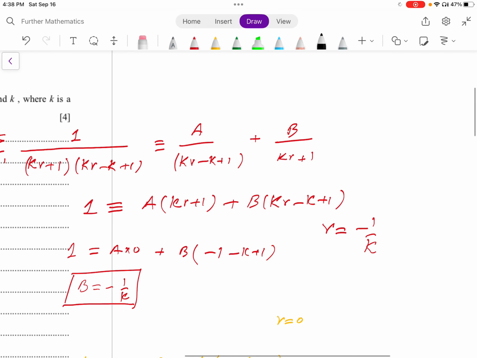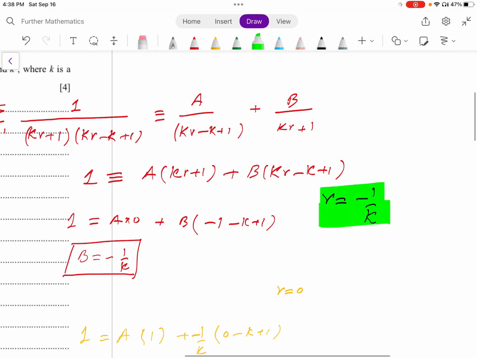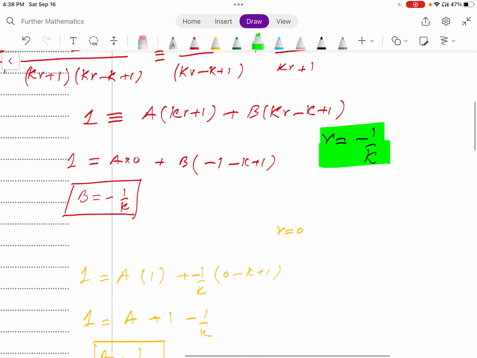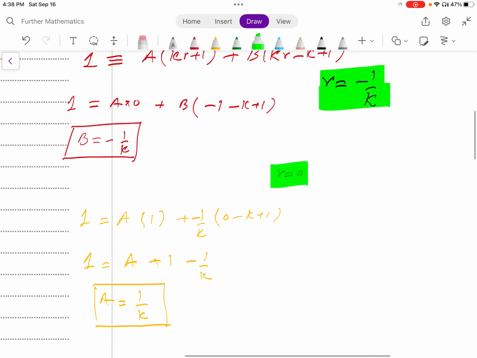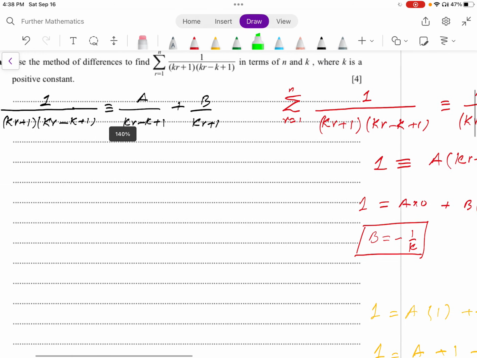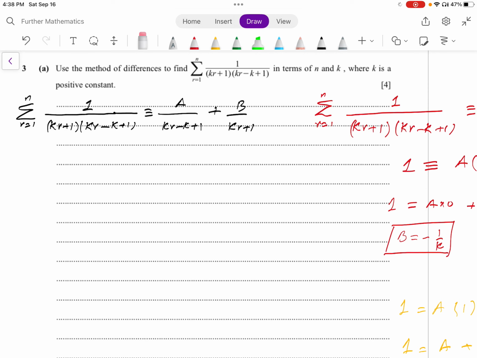If we plug in r equals minus 1 over k into the equation, we can get the B value, which is minus 1 over k. Similarly, we can plug in any other r value to get the A value. When we plug in r equals 0, we get the A value, 1 over k. So the fraction becomes 1 over k for A and minus 1 over k for B.